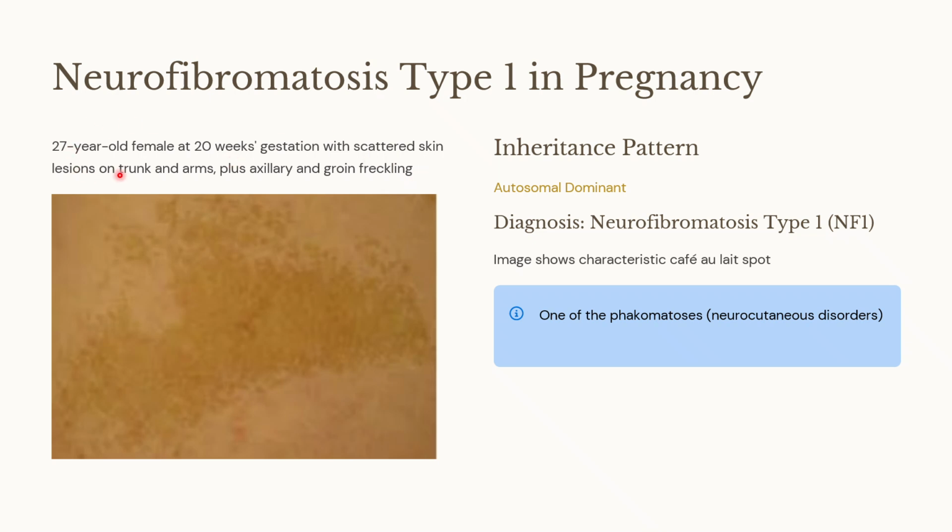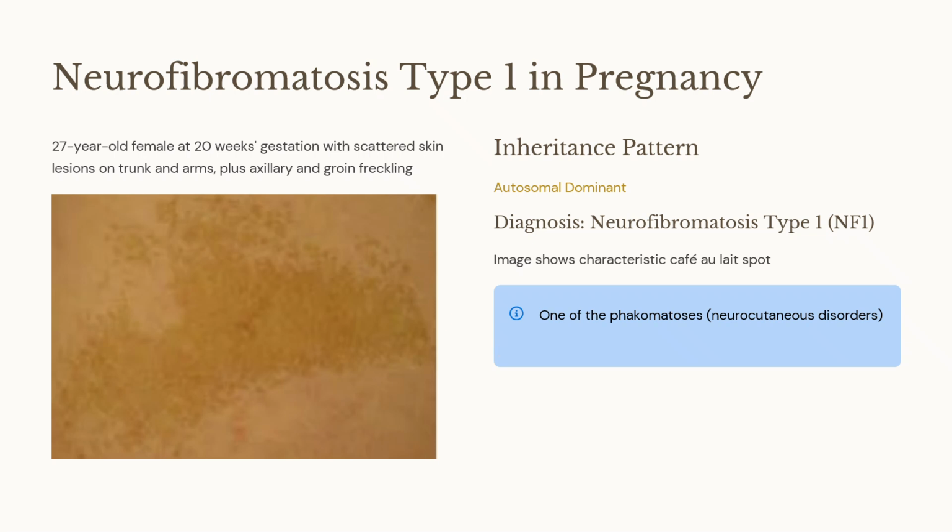with scattered skin lesions on the trunk and the arms plus axillary and groin freckling. So these are the typical cafe au lait spots. The question will be, what is the inheritance pattern? The inheritance pattern of neurofibromatosis is autosomal dominant. These are the cafe au lait spots. It is one of the phakomatoses.